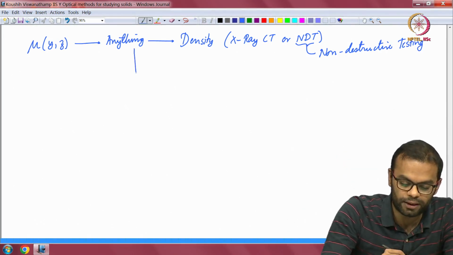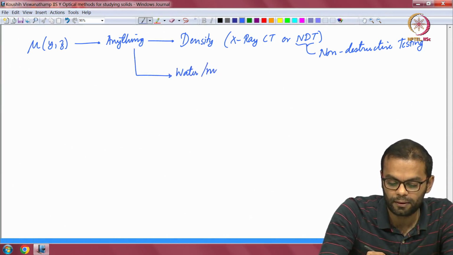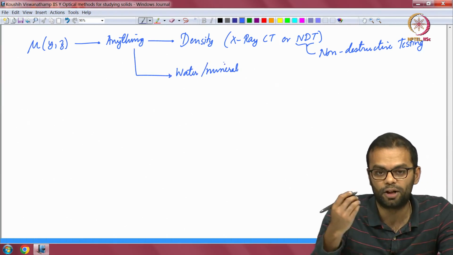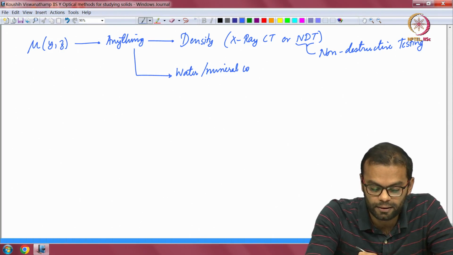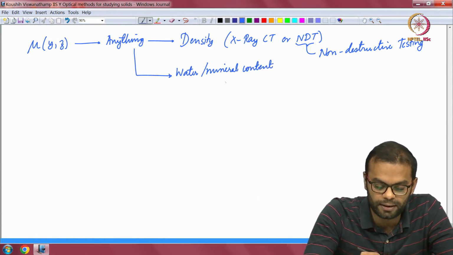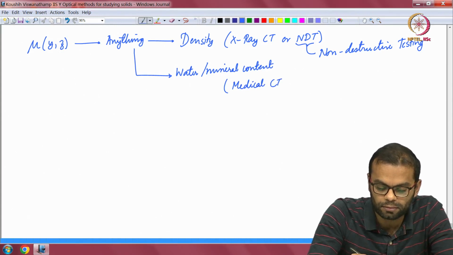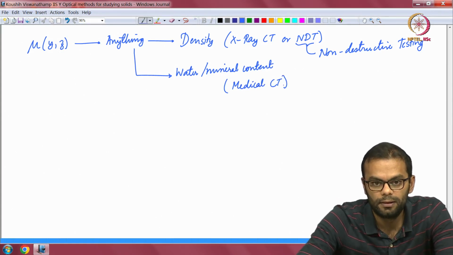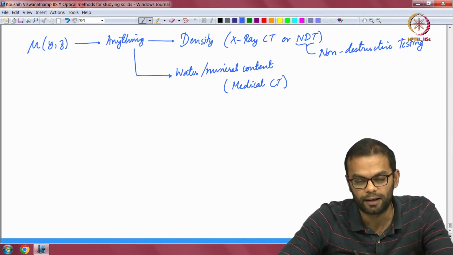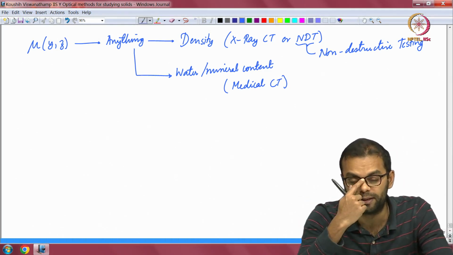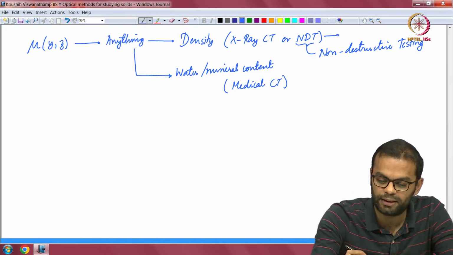It could be for instance proportional to the water content or some mineral content. Different minerals absorb different X-rays to different degrees. This is what happens in biomedical or medical CT, where you are actually measuring mu that is proportional to this particular content. It is again sort of similar to the density but not quite the same. There is a distinction between these two incidentally.